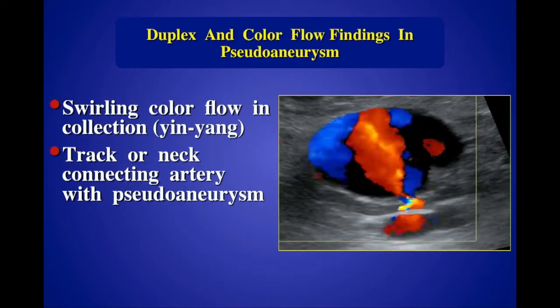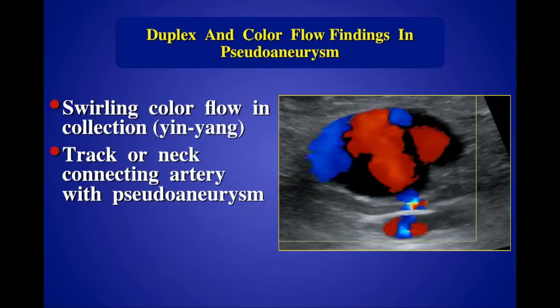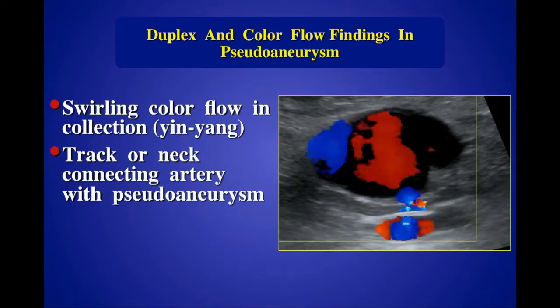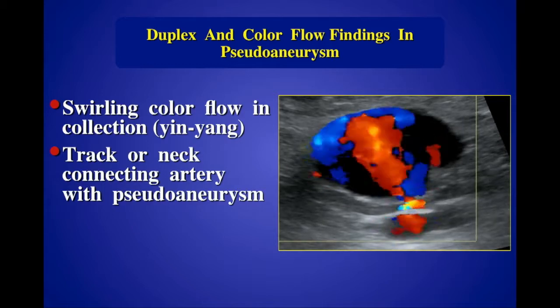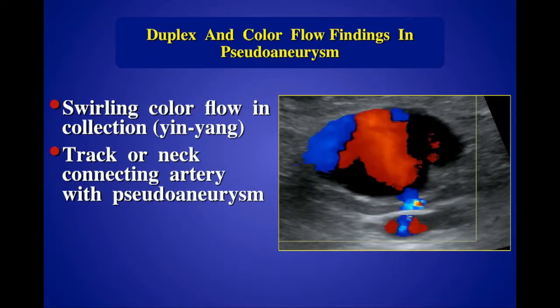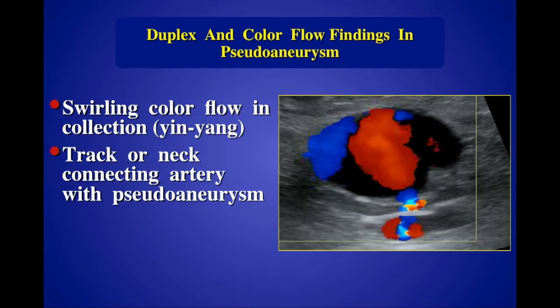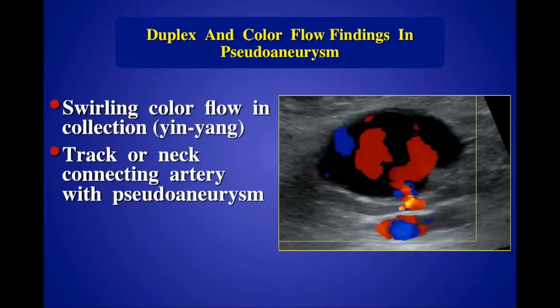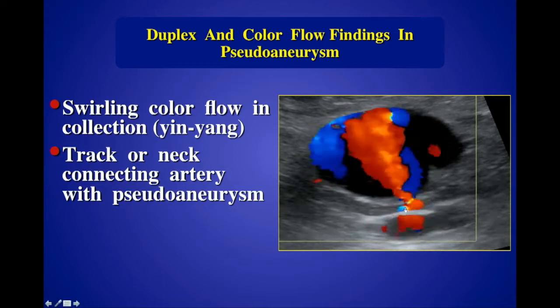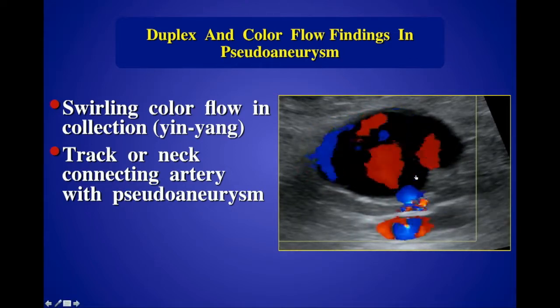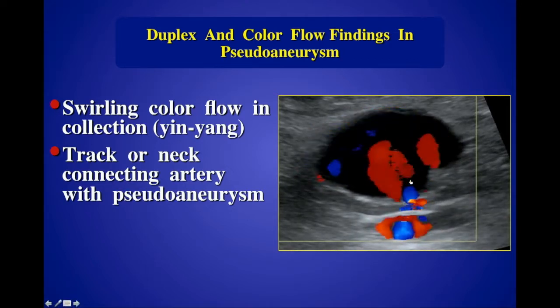Here's another example of a pseudoaneurysm. Obviously, in real time, we see the swirling. You've seen a couple of examples of this already. We showed you one with regard to a renal transplant. After a procedure, you get that classic yin-yang pattern. And again, you want to look for the tract or the neck that communicates between the underlying artery and the pseudoaneurysm cavity.